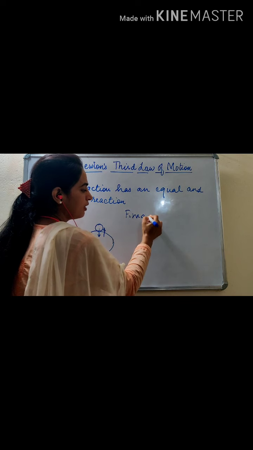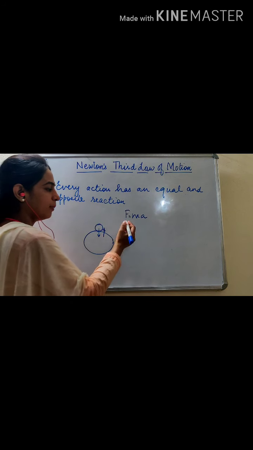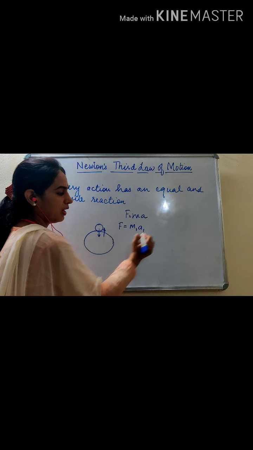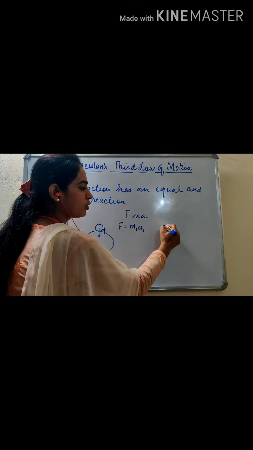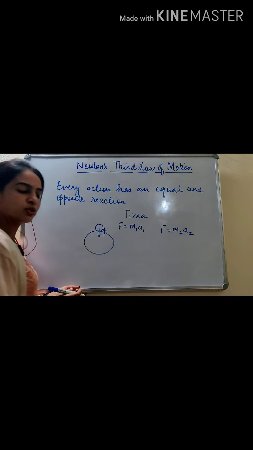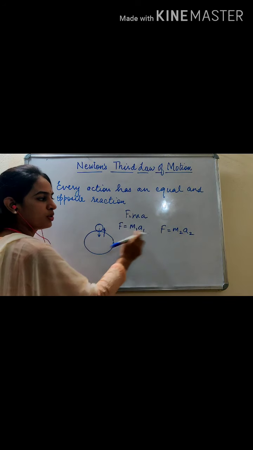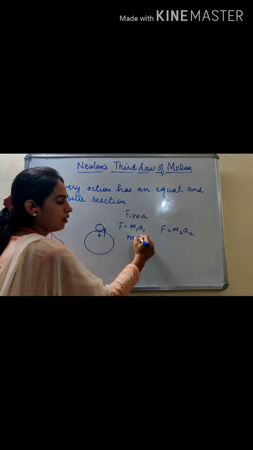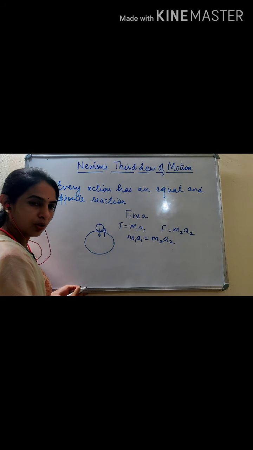Newton's second law says that force is equal to mass into acceleration. Okay. So let us say that force of the ball is equal to m1 a1, mass of the ball, acceleration of the ball, and force of the earth is equal to m2 a2, mass of the earth and acceleration of the earth. Now both the forces are equal in magnitude, so we can equate m1a1 to m2a2.